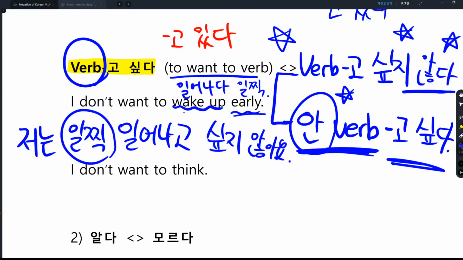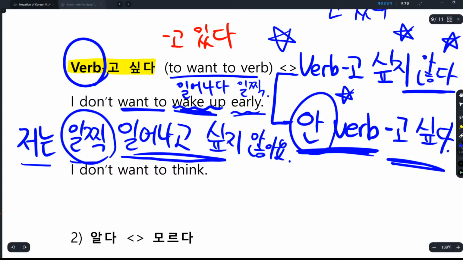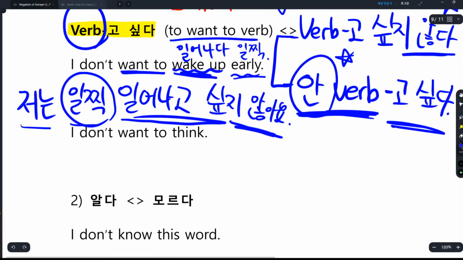And you can combine 일어나다 verb with 고 싶다. So 저는 일찍 일어나고 싶다 would mean I want to wake up early, and you negate it with 지 않아요, in which case it would be I don't want to. And next one.